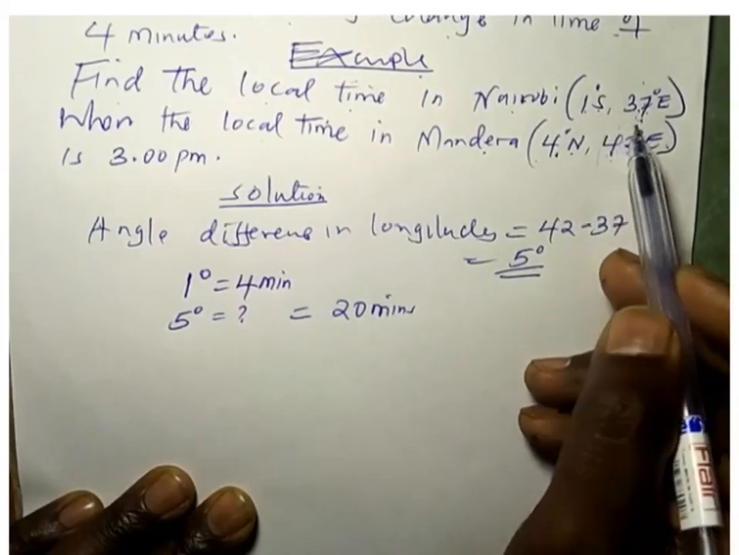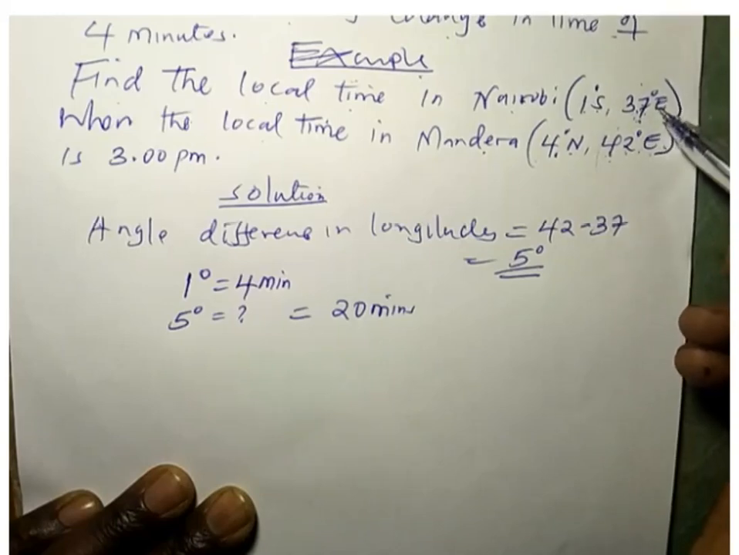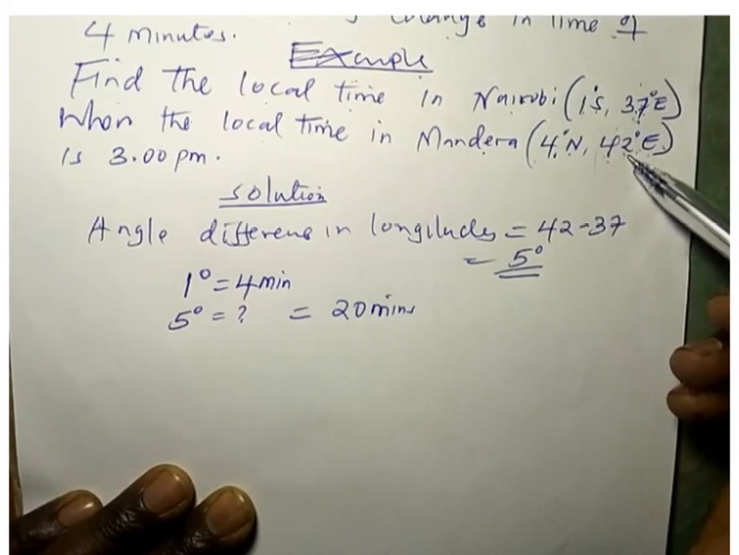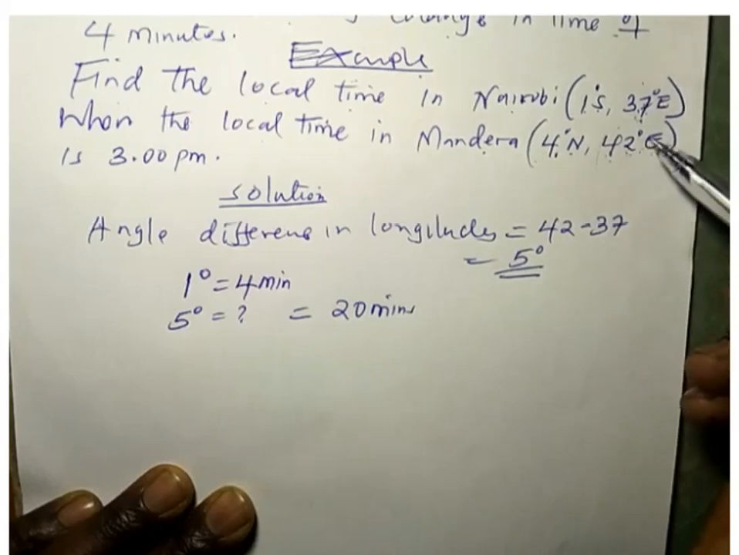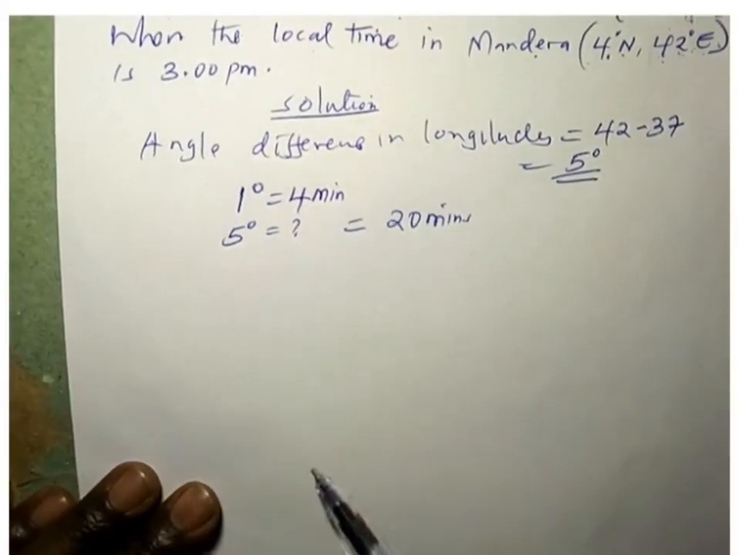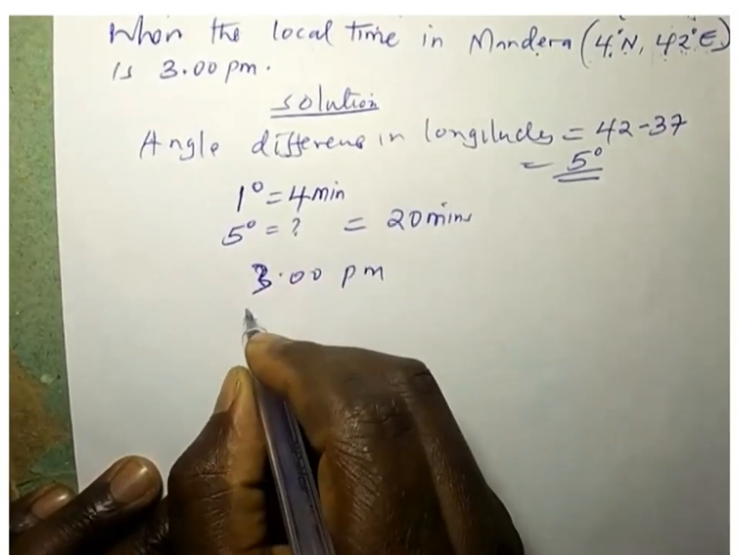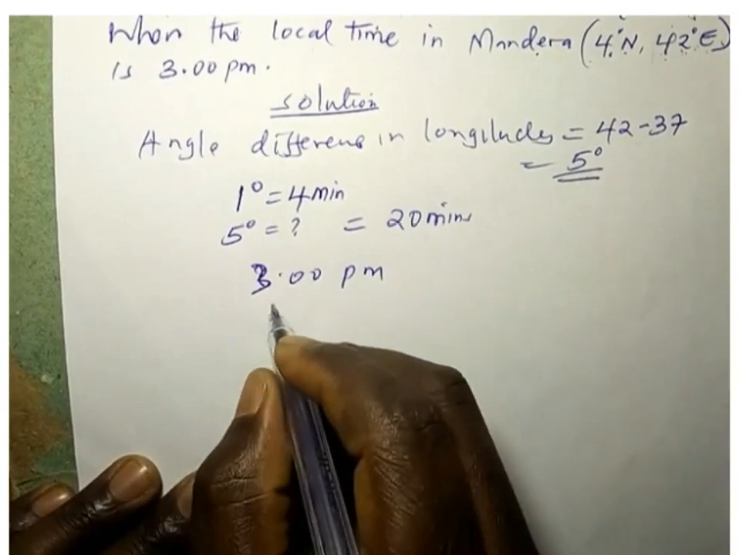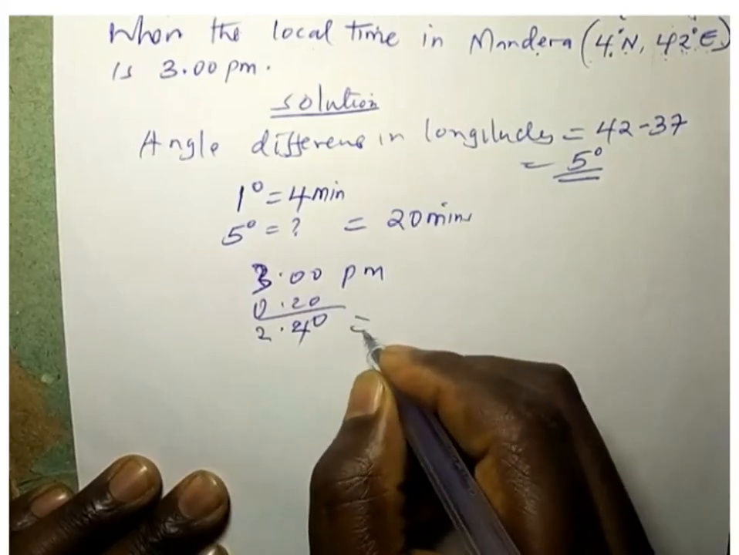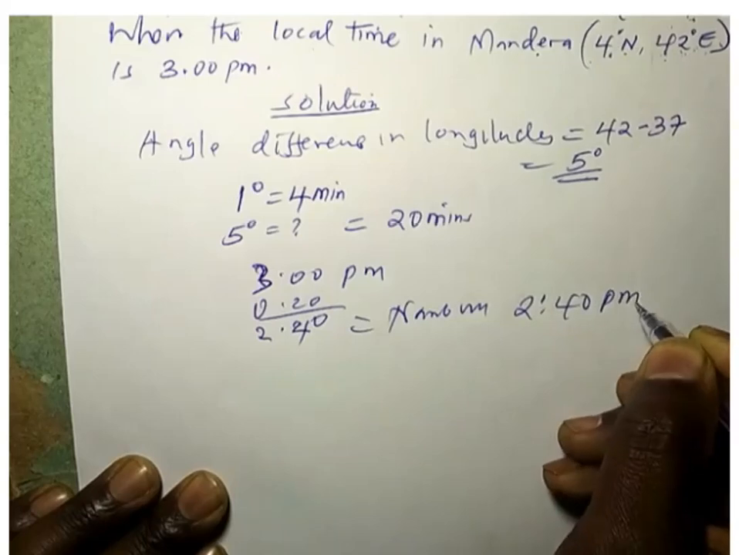So for us to get the time in Nairobi, which is behind Mandera, we are going to subtract the time, because Nairobi is behind, as you can see, it is 37. It is on the west of Mandera. That's the most important thing. So if in Mandera it is 3 p.m., then Nairobi will be 20 minutes behind. So Nairobi will be 2:40 p.m.